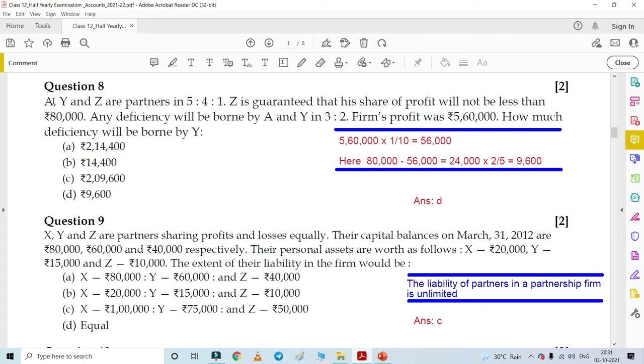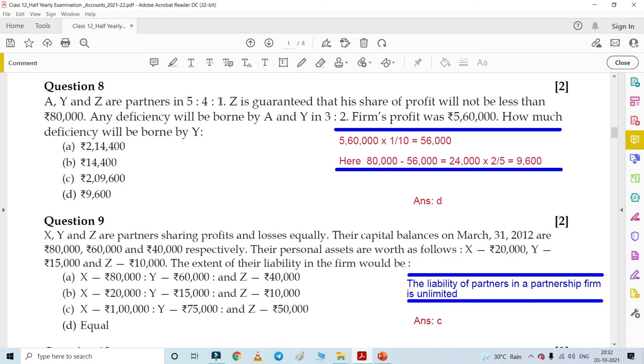Now here you can see that A, Y and Z are sharing profits and losses in the ratio 5:4:1, and Z has been given a guarantee that he will always get 80,000 but never less than 80,000, by A and Y in the ratio 3:2. Out of the firm's profit, that is 5,60,000, Z is supposed to get at least 80,000. Now let's see how much Z is actually getting.